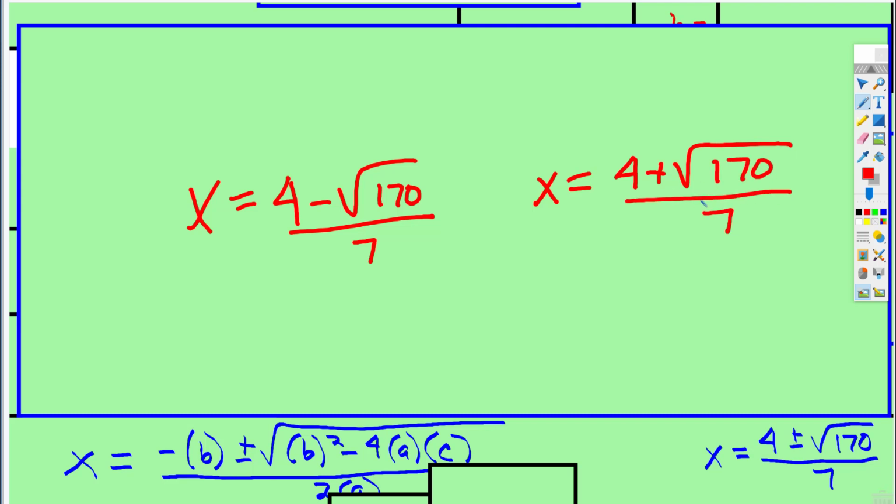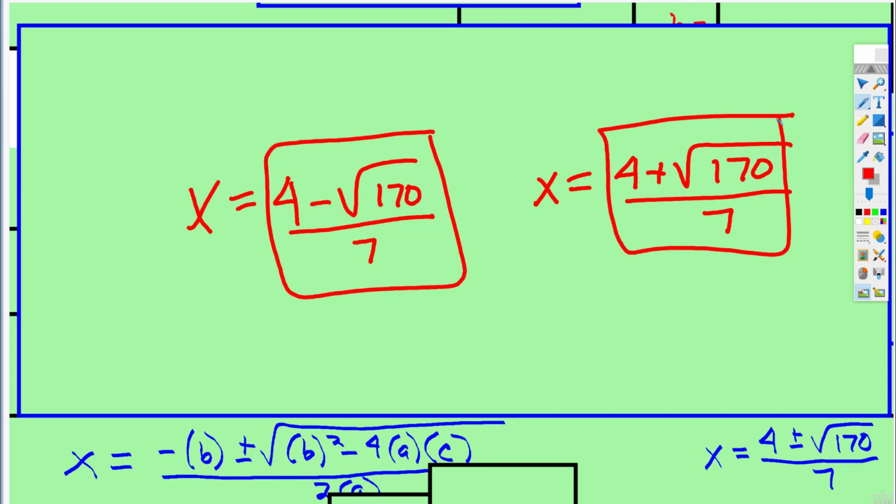If you put each of these values into a calculator, you're going to get a decimal value. But this is the exact value. These two x values are the exact answer. All right, that's it for this one.